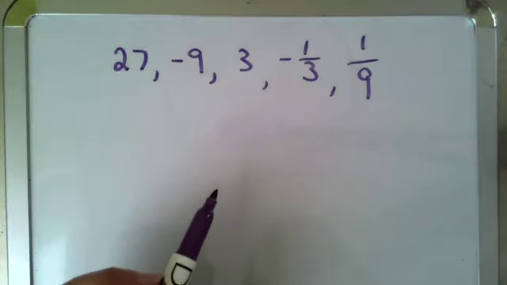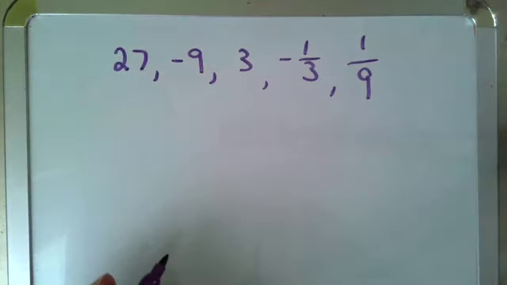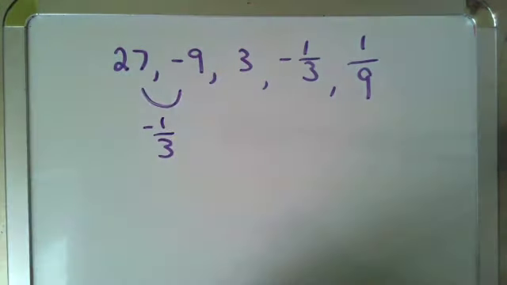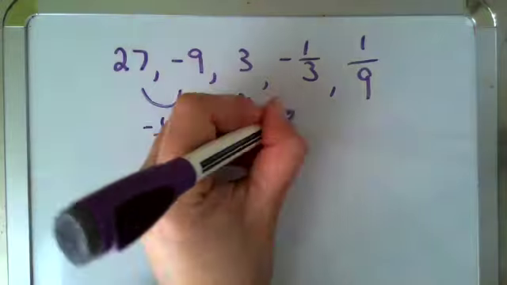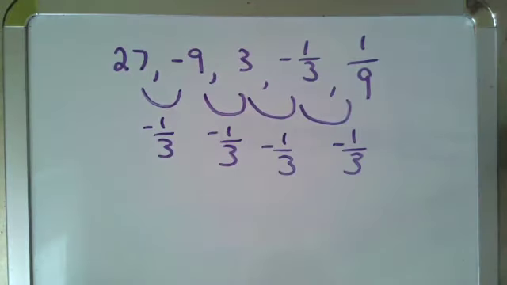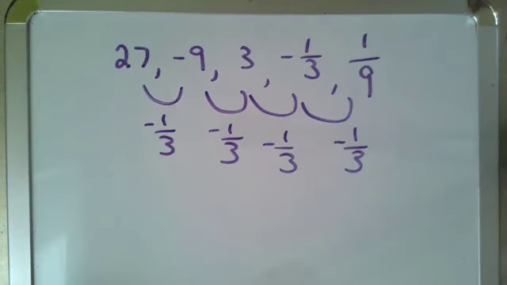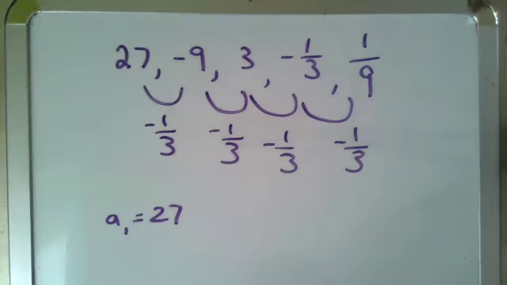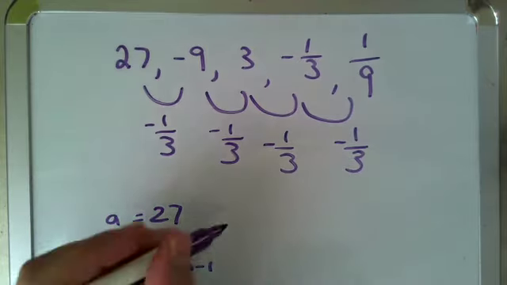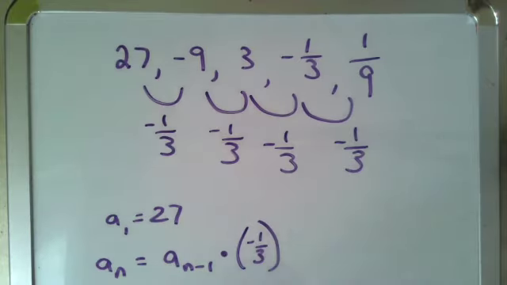Okay, let's take a look at it with geometric. If I take a look at division, negative 9 over 27 is negative 1/3, and 3 over negative 9 is negative 1/3, and negative 1/3 over 3, and so on and so forth. So to write my recursive rule, I must remember to start with my first term, 27. And now any term is defined as the term that came before it, and in this case, times negative 1/3. All right.